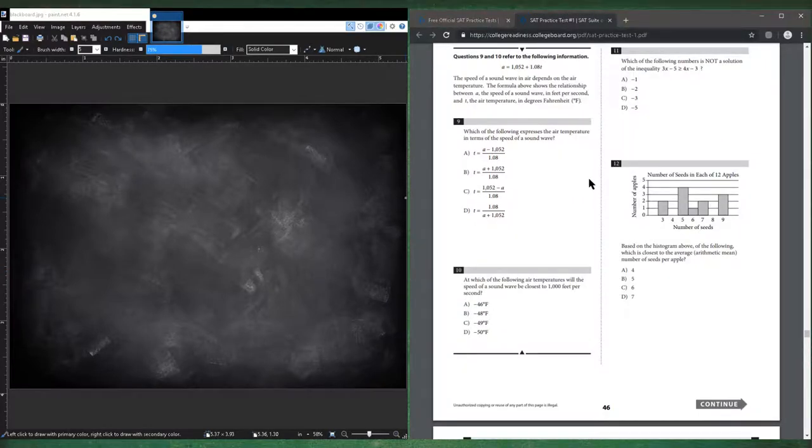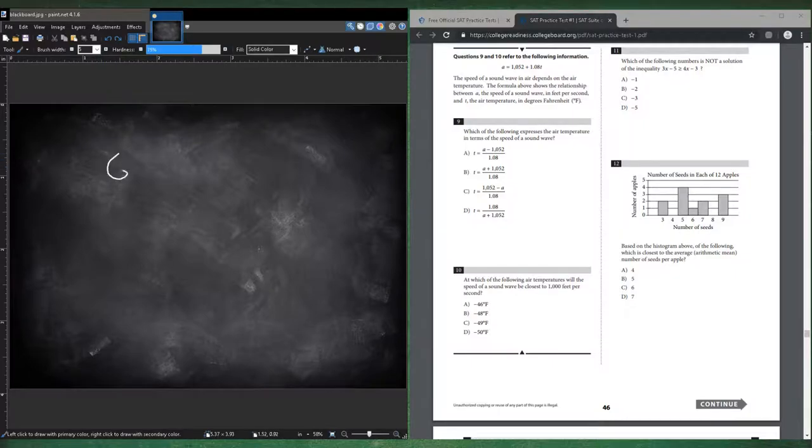Based on the histogram above of the following, which is the closest to the average arithmetic means of the seeds per apple? First, we need to find the number of seeds. Based on the graph, it's telling us that there's two apples with three seeds. So that means there are six seeds in total from that one. So 5 times 4 is 20. 6 times 1 is 6. 7 times 2 is 14.